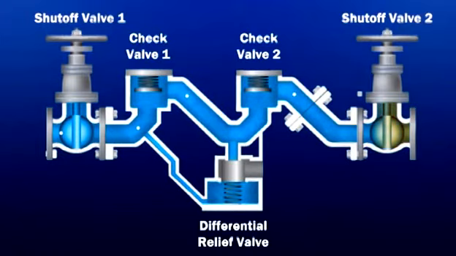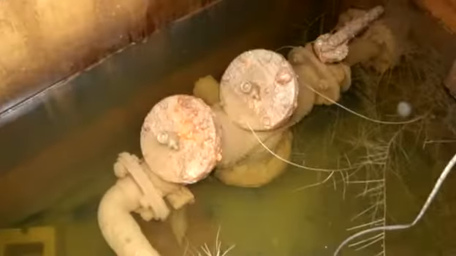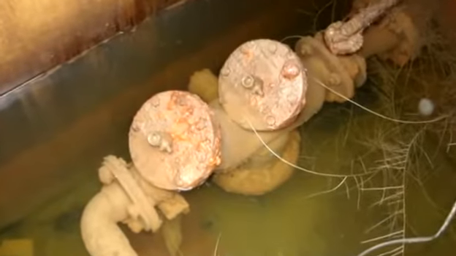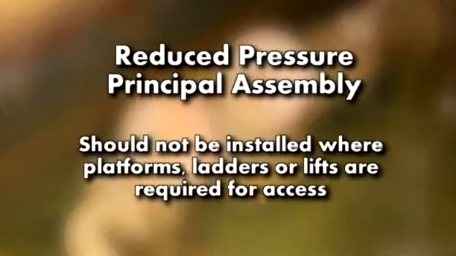If there is a back pressure, backflow, or back siphonage, both checks will close and the relief valve will open, venting water to the atmosphere. RP is an assembly designed for both high and low hazard applications. RPs must not be installed in pits where the relief valve could become submerged. RPs should not be installed where platforms, ladders, or lifts are required for access.